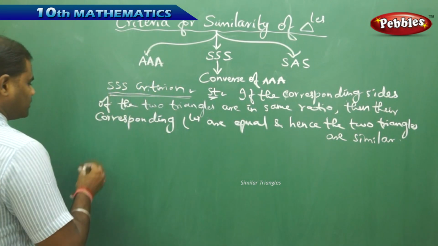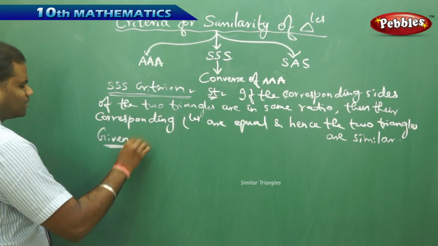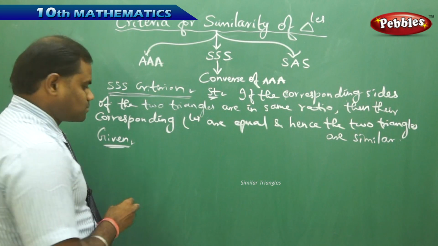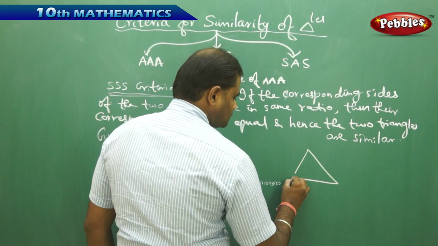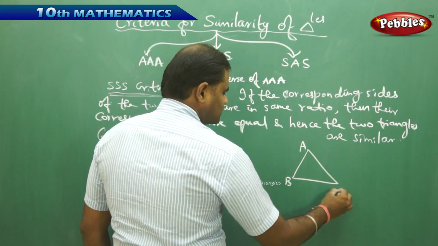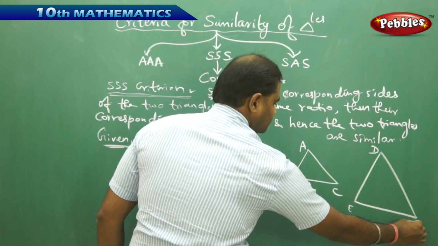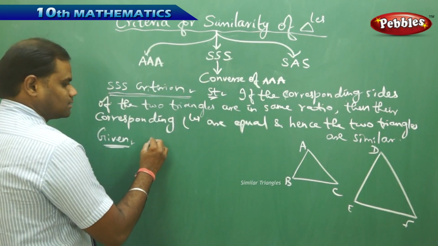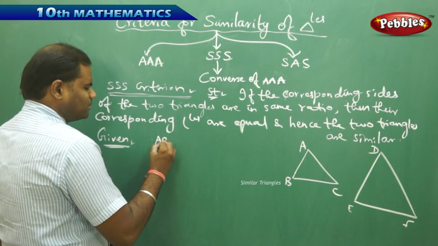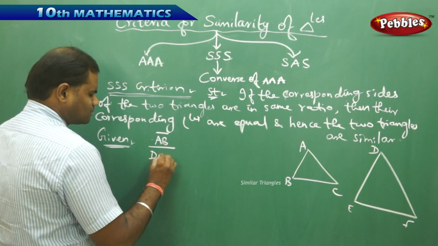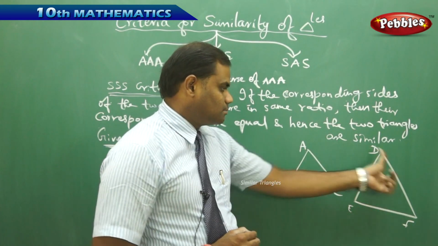Let's see in brief its proof, but to start with, the given part of the theorem. I have the corresponding sides. Say, for example, I take the triangles ABC and DEF. It is given that the corresponding sides are in the same ratio, that is, AB by DE is given to be BC by EF equals AC by DF.